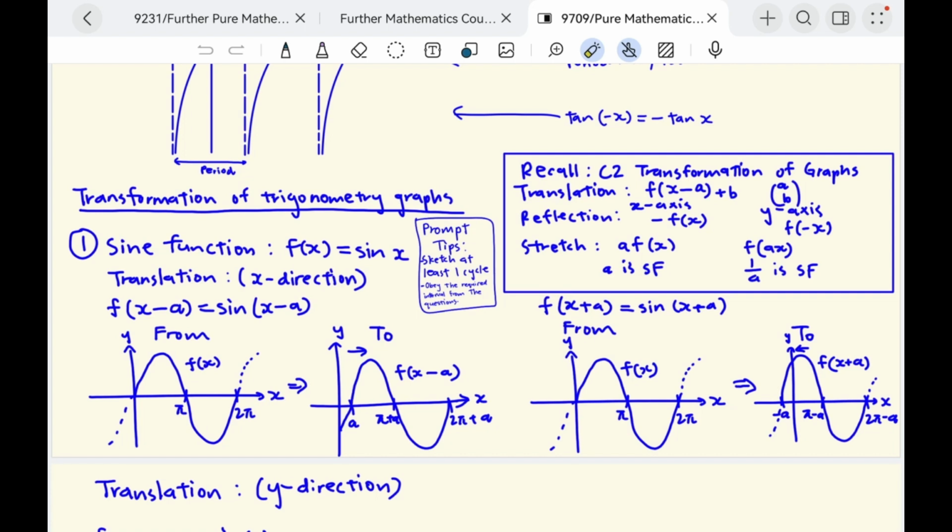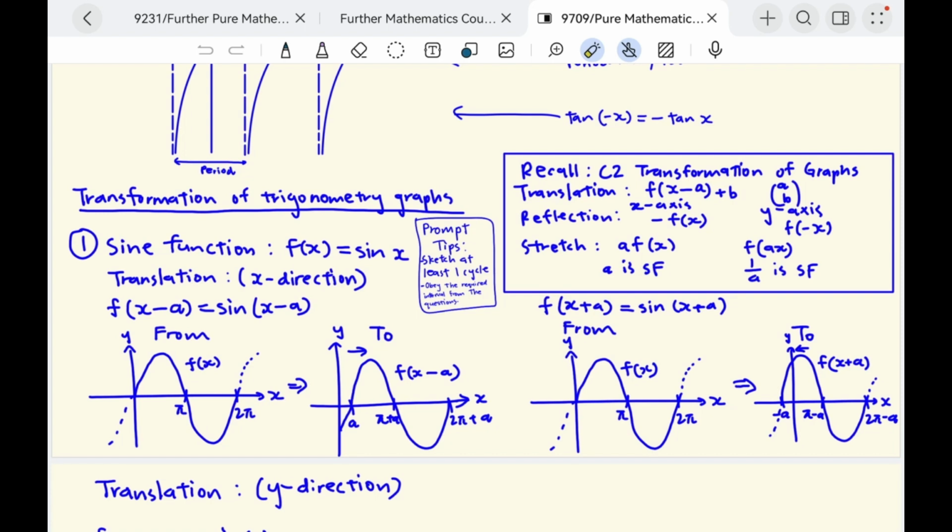So as I emphasized before, vertical transformation and horizontal transformations are mostly opposite. Why am I saying mostly? Because 2 over 3 of the transformations agree that vertical and horizontal transformations are opposite. Alright? So for the plus b beside the function, basically it moves b units upwards. Otherwise it is b units downwards.